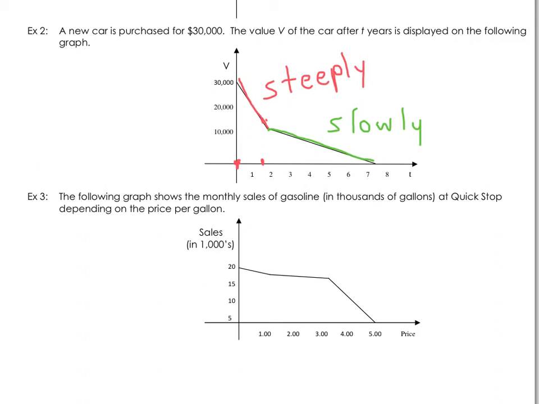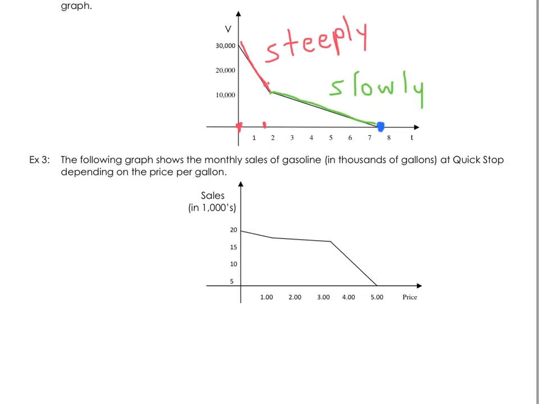And what's happening? Something really awful is happening right here, at 7.5 years. At 7.5 years, your car is worth $0. It is not worth anything. So that's the story that graph is telling.